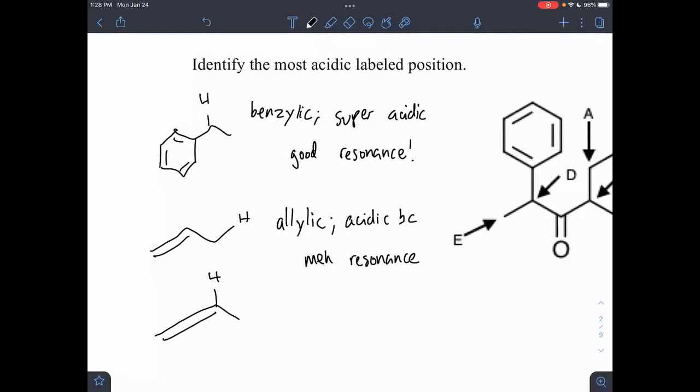And the last one. Do you remember what this is called? You just said vinyl. Yes, I did say vinylic. And this position is kind of terrible. This is not good to extract the hydrogen from this position because you don't want a negative charge in that sp2 orbital. It doesn't hold the charge well.